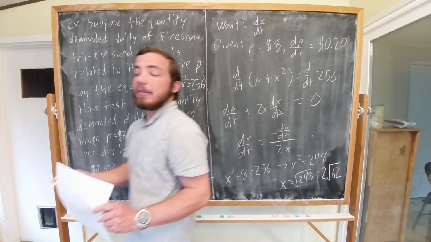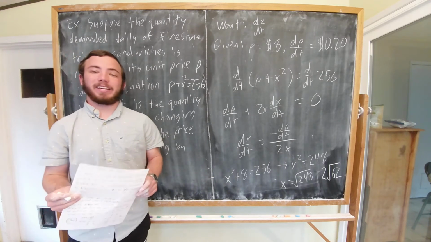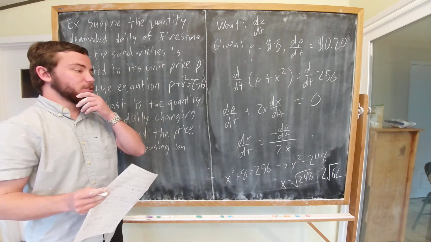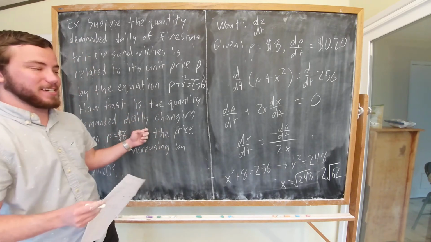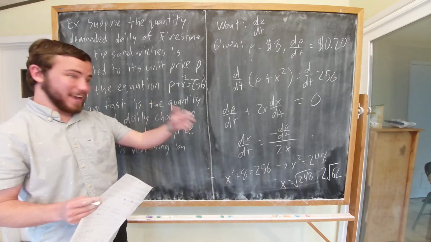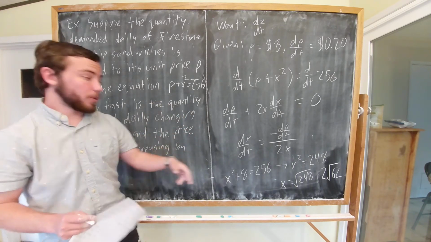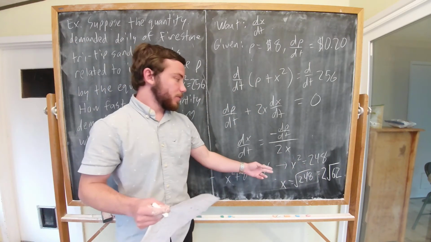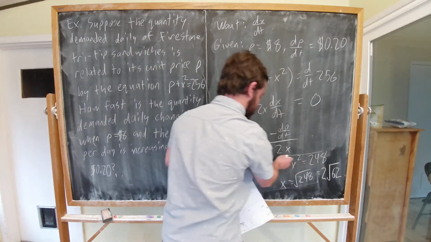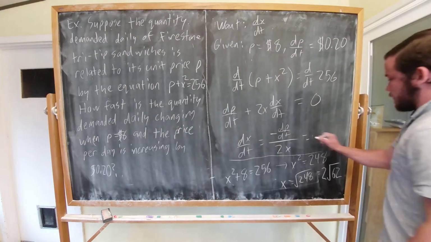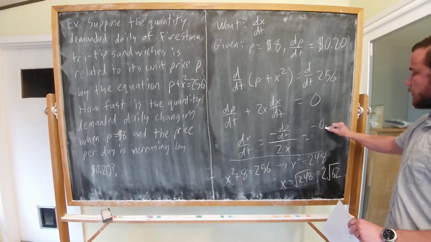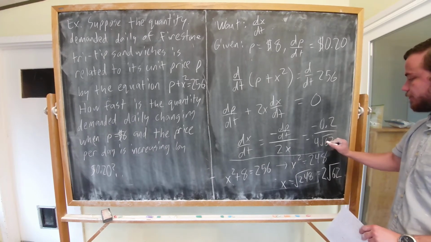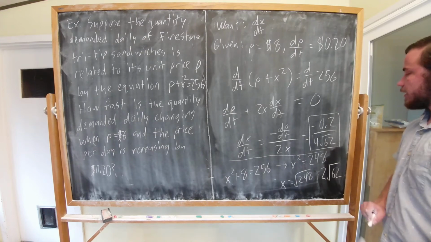You might say, okay, what about that plus or minus? You spent 12 years drilling into my head that the square root of something is plus or minus. Well, let's make sense of what we're doing here. We're trying to find a quantity demanded. It doesn't make sense to have a negative quantity demanded, so we're always going to take the positive root in this situation. Well, that's our x. We have all the other information we need. This is negative 0.2 divided by 4 times the square root of 62. Done.